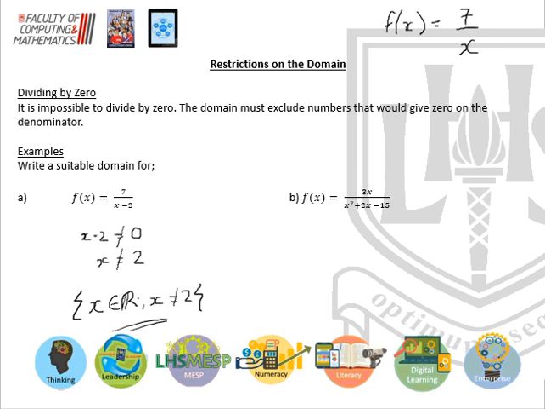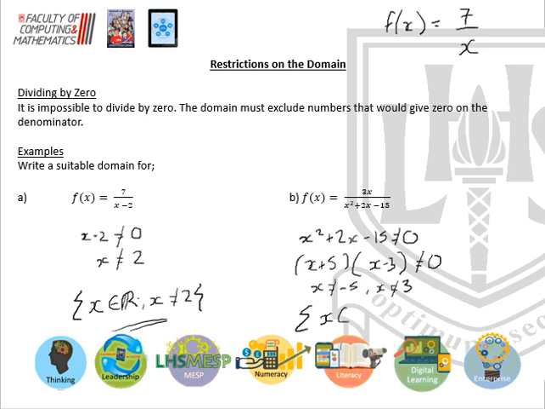Same here, we do not want the bottom of that fraction to be 0. So x squared plus 2x minus 15 cannot be 0. A little bit more complicated, but we know what we're doing here. If we want to find where it is 0, it's exactly the same process. We put it into brackets, x plus 5 and x minus 3. Those can't be 0, which means that x cannot be negative 5, and x cannot be 3. And that means our domain is x can be anything, but x cannot be minus 5 or 3. That's us putting our restrictions on the domain.